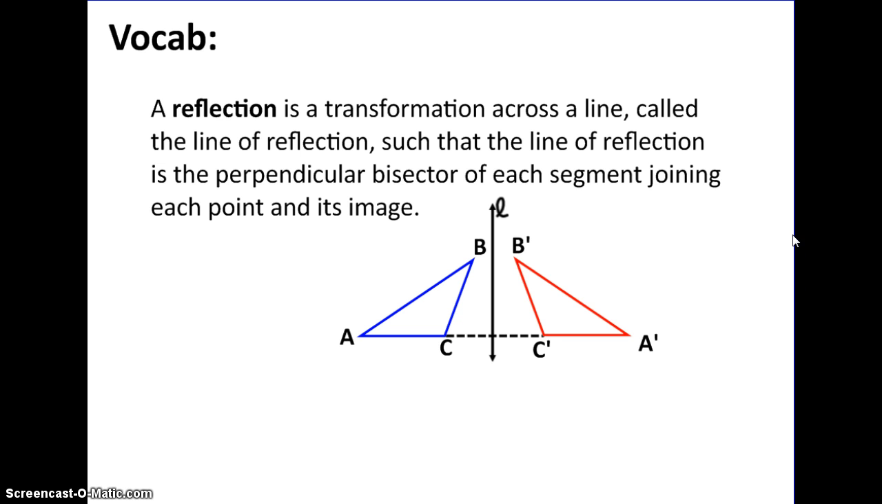Now, another important note here is this blue triangle is labeled ABC. But this red triangle is labeled A prime, B prime, C prime. That means that this was our original, and this was the reflection. So that's important to know.